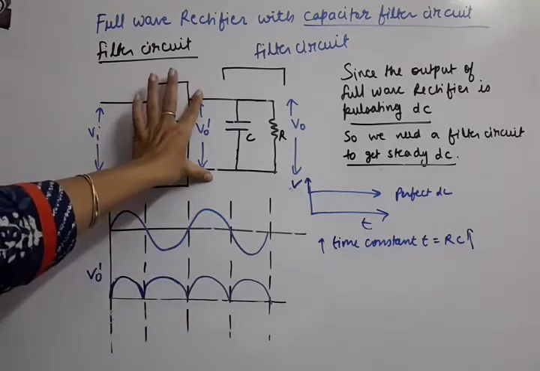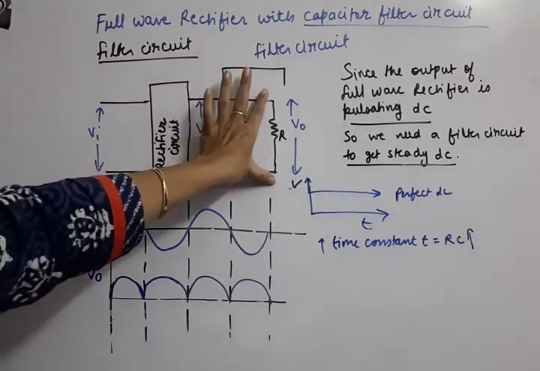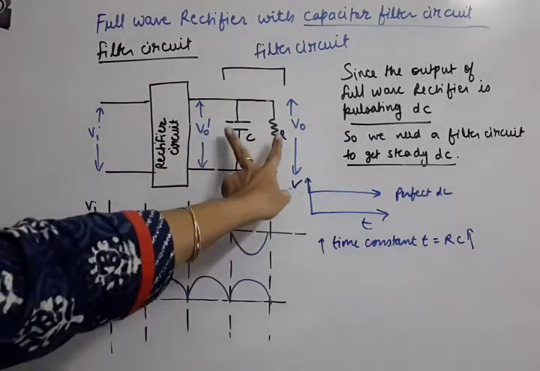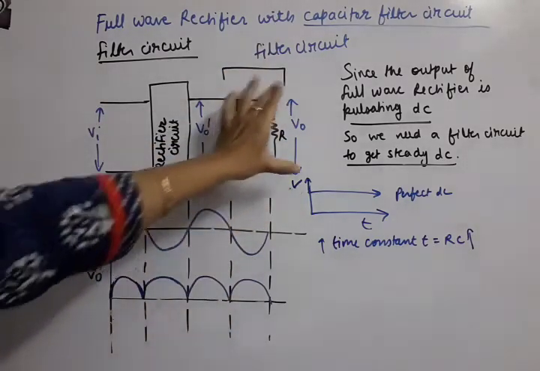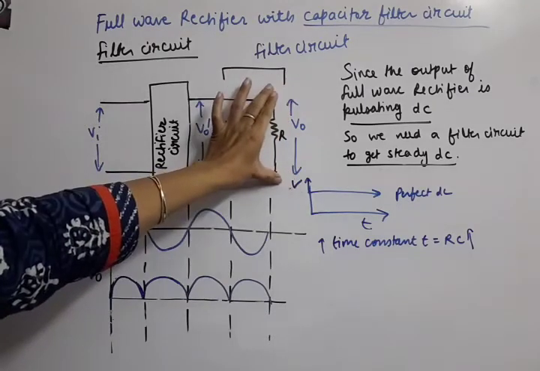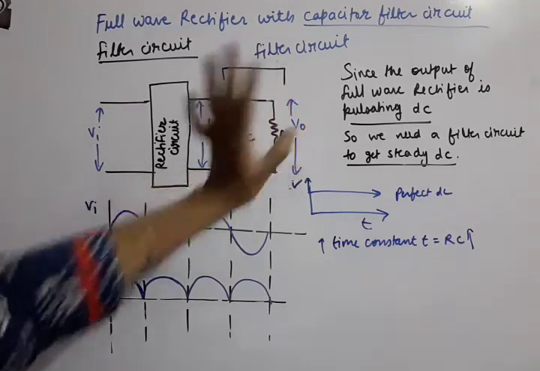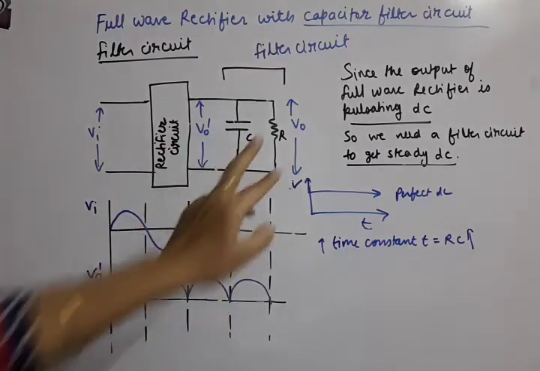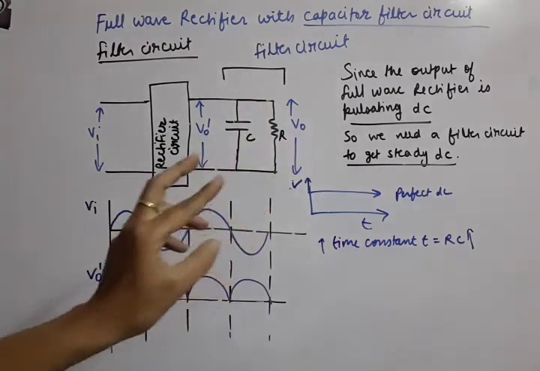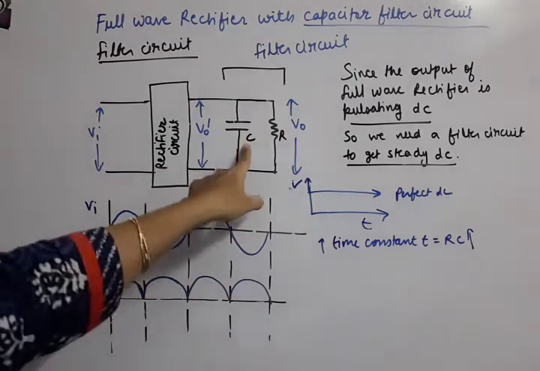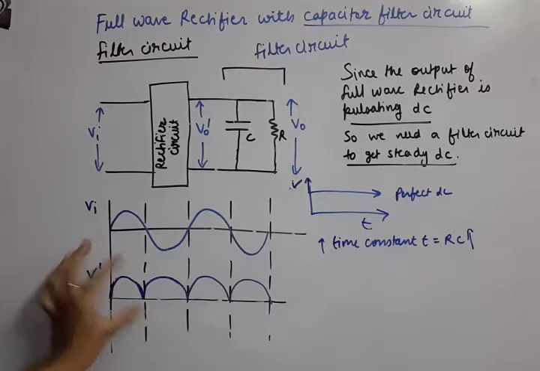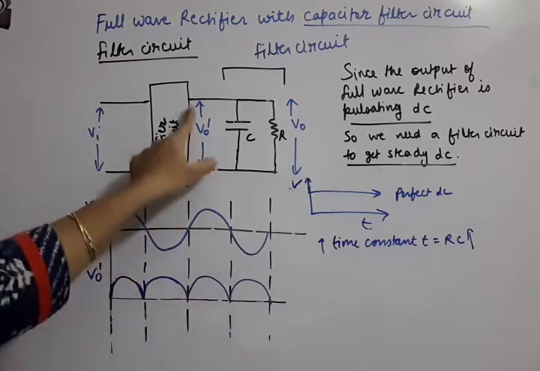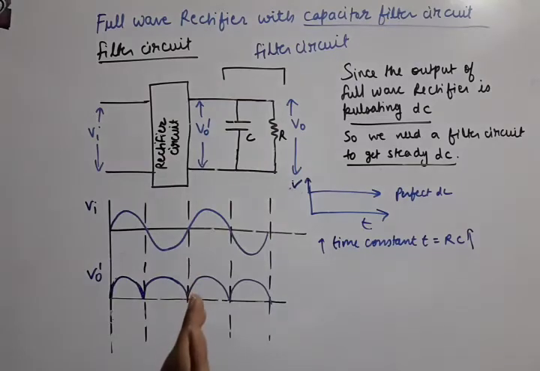Now once we have got this output voltage, we will supply it to our capacitor resistance circuit. The capacitor and resistance in parallel is called the filter circuit. And whatever output comes from this branch, we will call our output voltage VO. Now we need to understand the working, that is, what magic the capacitor and resistance do to make it perfect DC. Let us start.